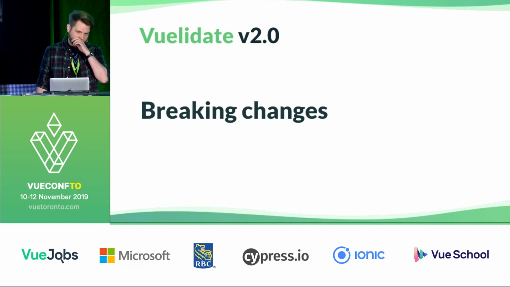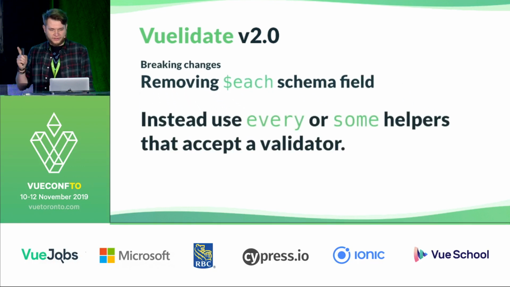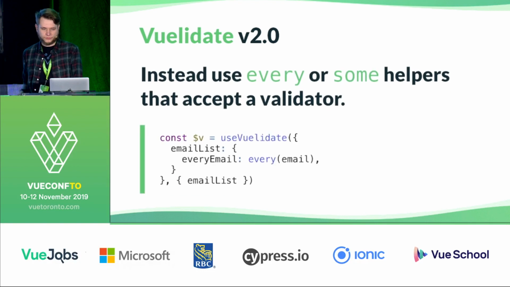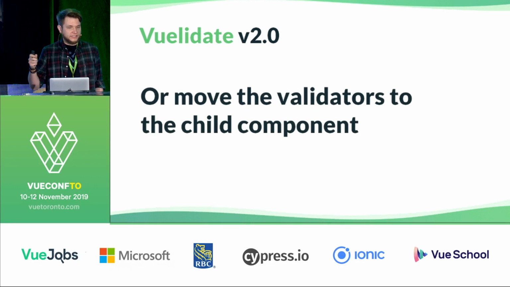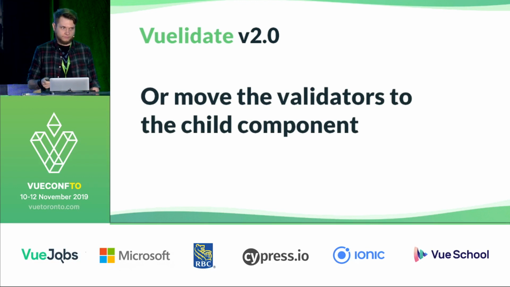So there are some breaking changes. We are removing each. Oh, I'm almost out of time. So there will be an every and some helpers that you can use instead of that. It's pretty simple, and it should give you the information which property in which index is failing. Or you can move the validators to a child component, which is something completely new.